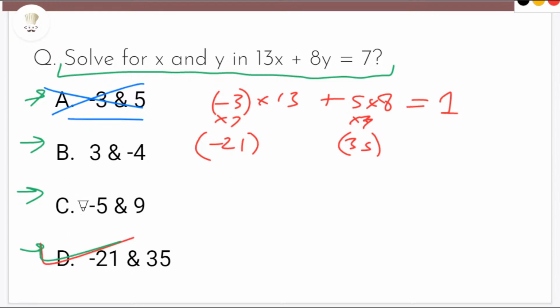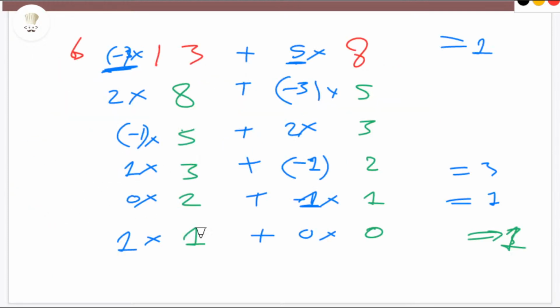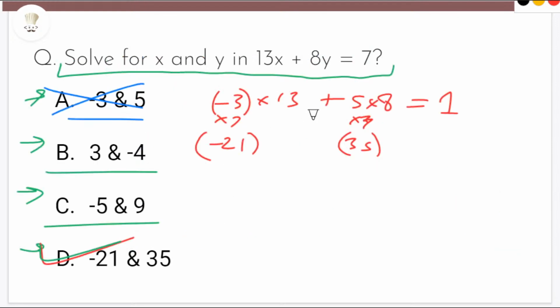What about the other two options? These two options are also correct, but we just solved the extended GCD algorithm and we got a solution, and we multiplied them by 7, we got minus 21 and 35. How are these options correct? Because whatever answers you get from here, let's call them x naught into a plus y naught into b is equal to some c.